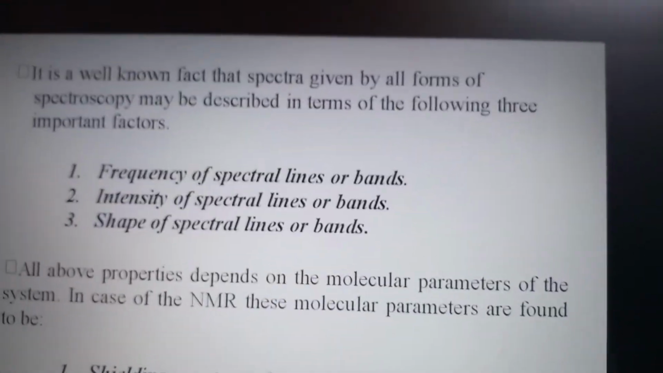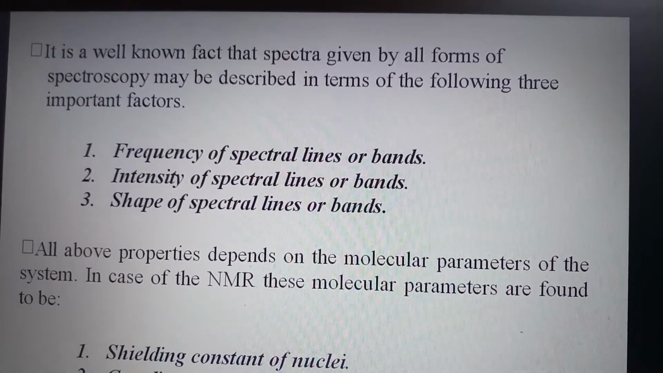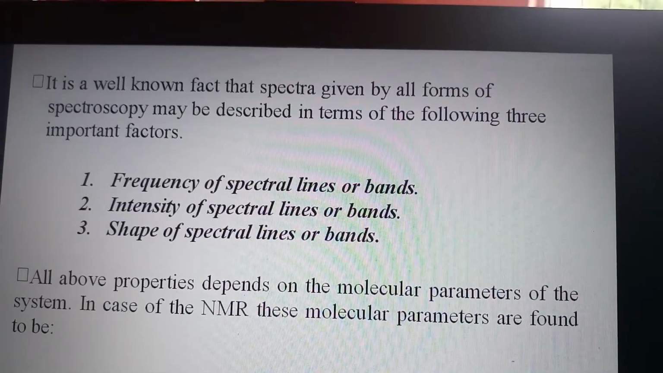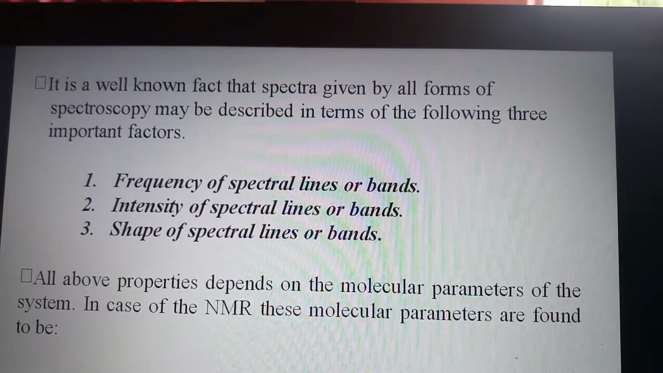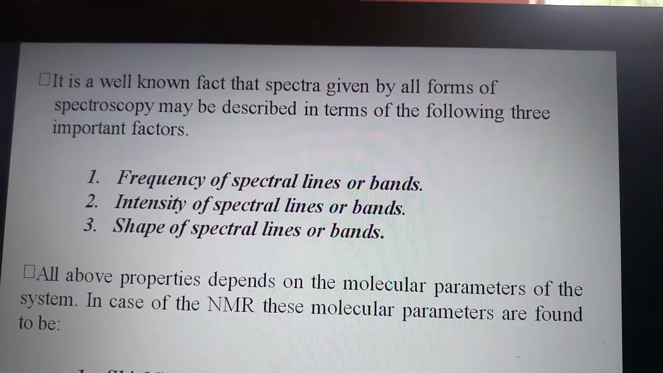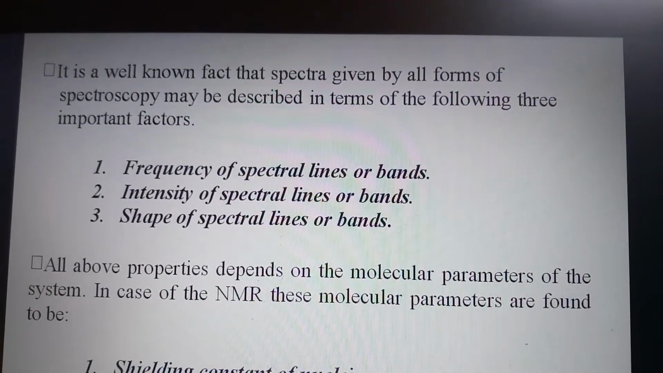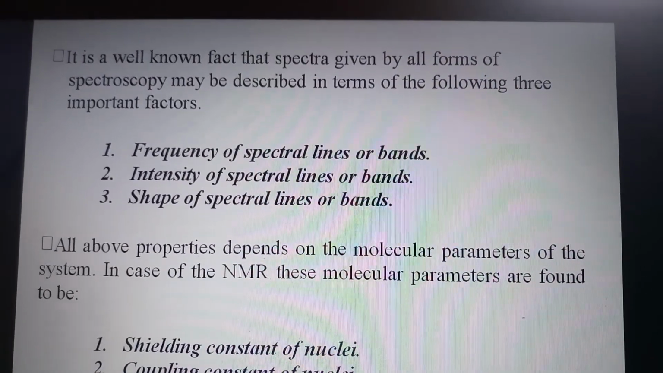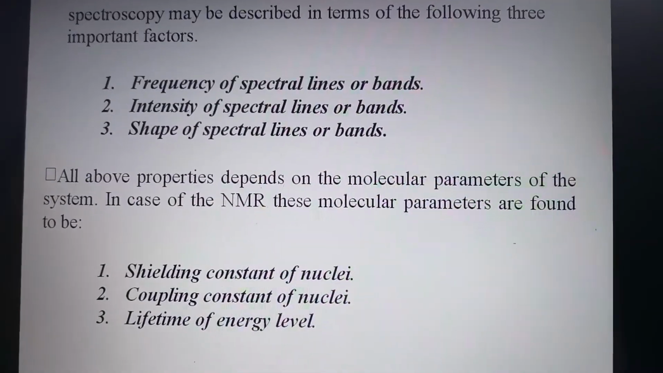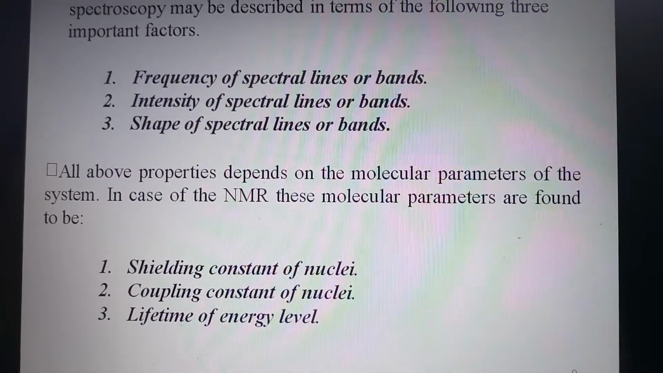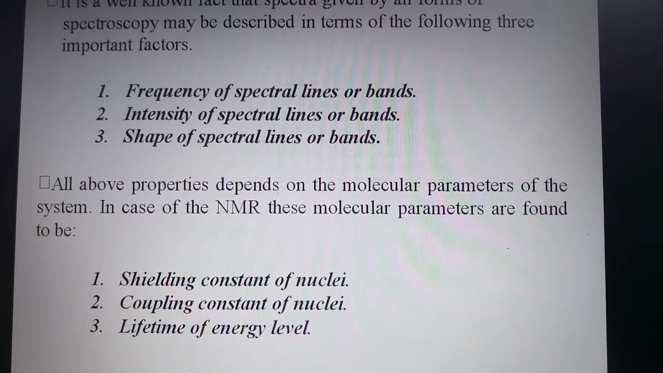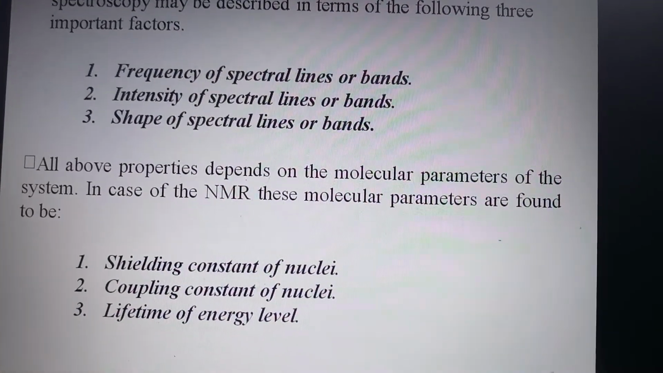It is a well-known fact that spectra given by all forms of spectroscopy may be described in terms of the following three important factors: frequency of spectral lines or bands, intensity of the spectral lines or bands, and shape of spectral lines or bands in case of NMR spectra. All the above properties depend on the molecular parameters of the system. In case of NMR, these molecular parameters are found to be shielding constant of nuclei, coupling constant of nuclei, and lifetime of energy level. We will discuss details of every aspect listed here.